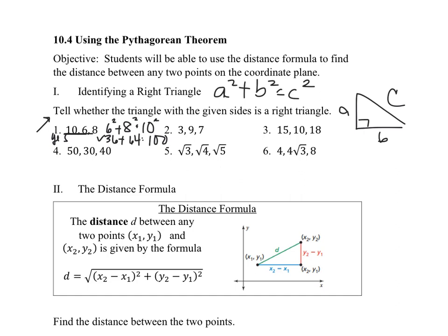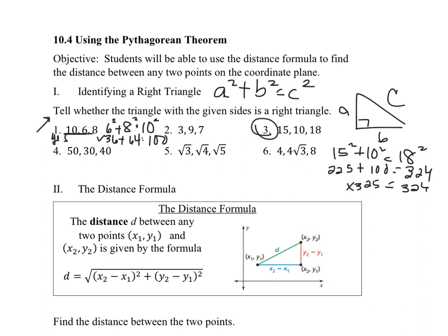If we look at another one, number 3, 18 has to be the hypotenuse. So you have 15 squared plus 10 squared equals 18 squared. Well, 15 squared is 225. 10 squared is 100. And 18 squared is 324. 225 plus 100 gives me 325 equals 324, and that is not correct. Therefore, the sides of a right triangle cannot be 15, 10, and 18.